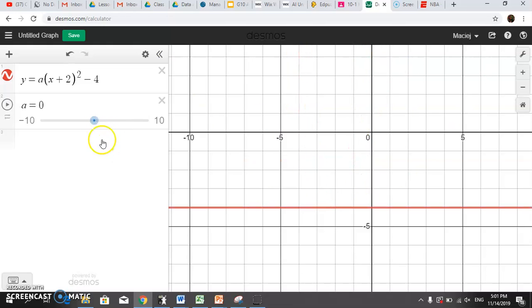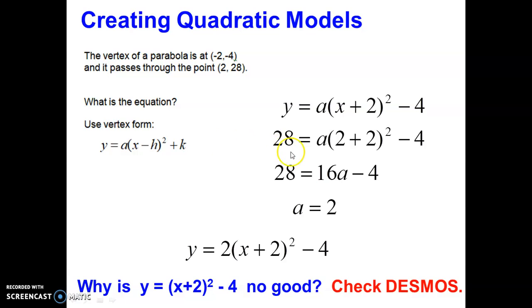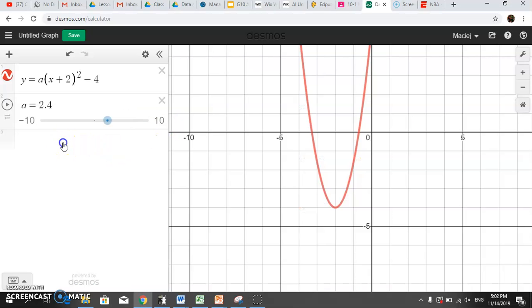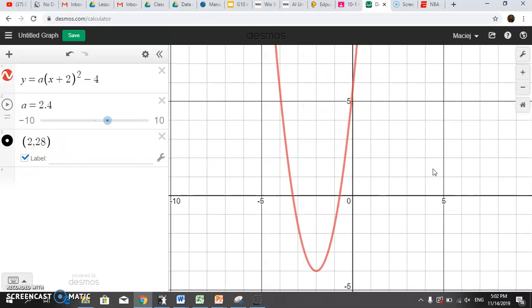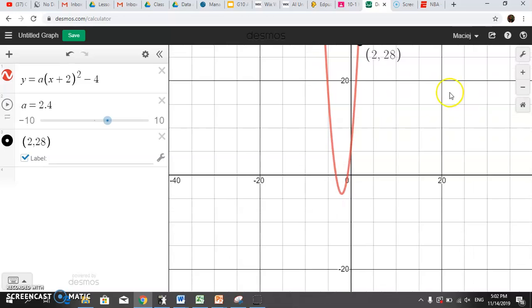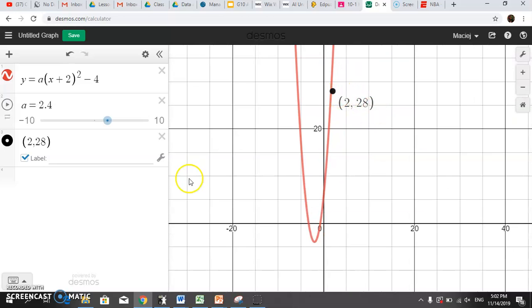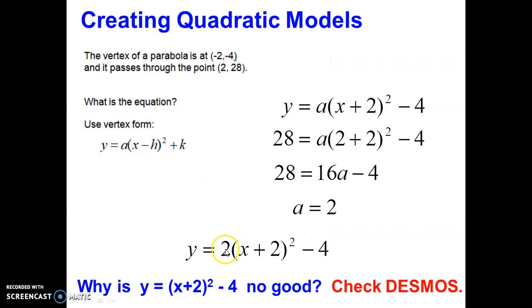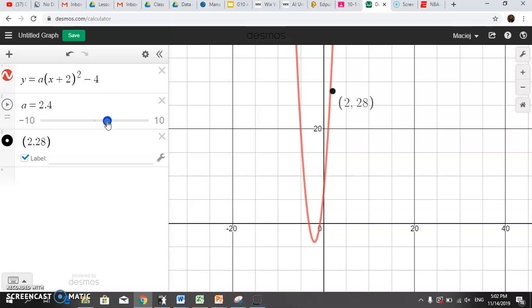And now we're looking for the parabola that passes through, it was what point? 2, 28. So I'm going to put 2, 28 in here and label that point. Let's see where the point is. There it is. It's all the way up there. This parabola will only pass through that point when a is, we just found out a must be 2. So let's make this 2. There, a is 2. And now you can see, look, it passes right through that point.